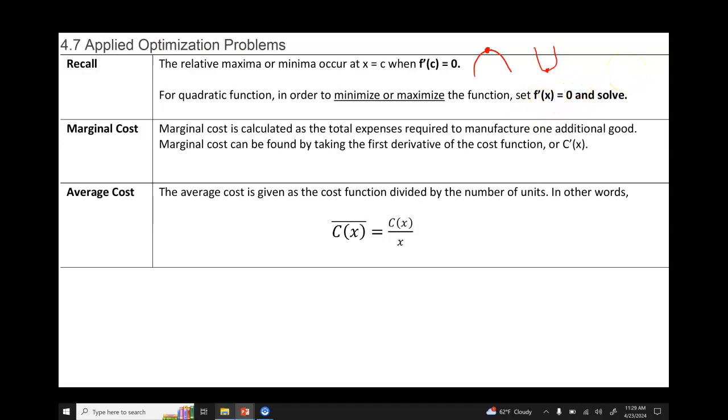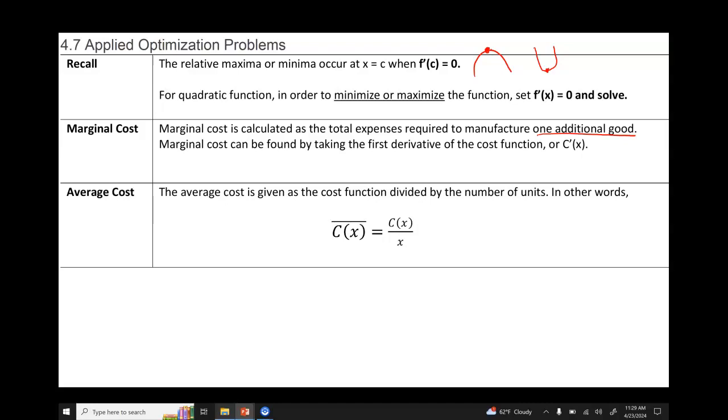Now let's talk about marginal cost. Marginal cost is calculated as the total expenses required to manufacture one additional good. So often in business, we want to think about how do you maximize profit. And so in order to maximize profit, we have to find the profit function and we have to find the point that's going to maximize your profit and produce that many units.